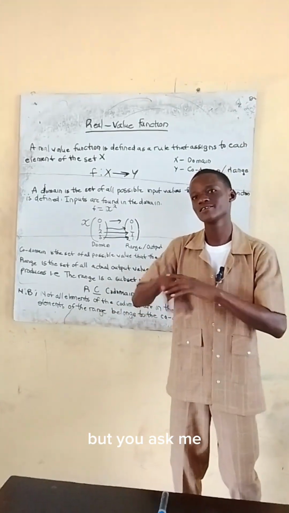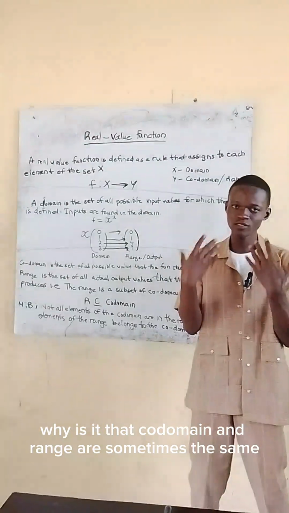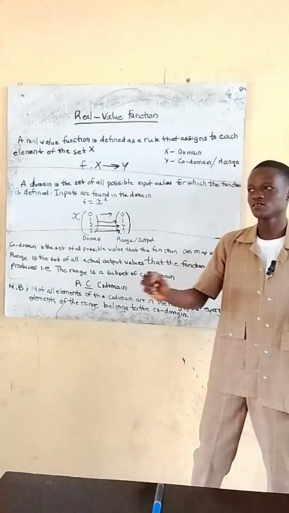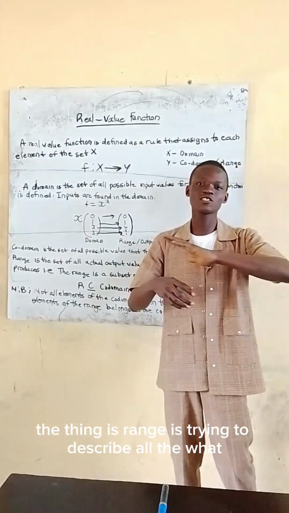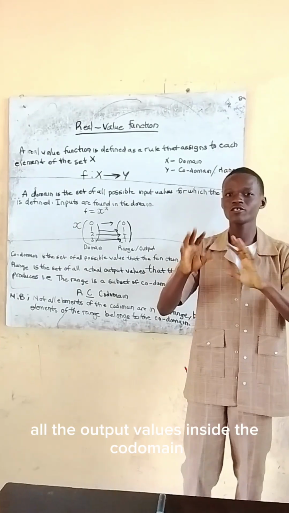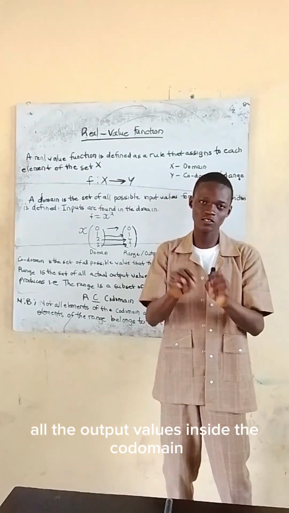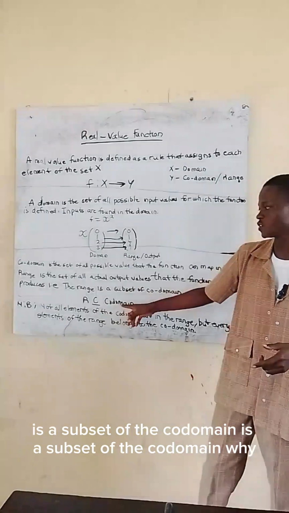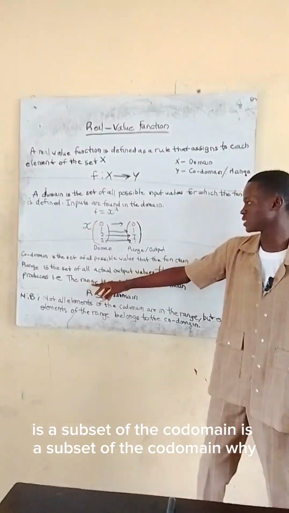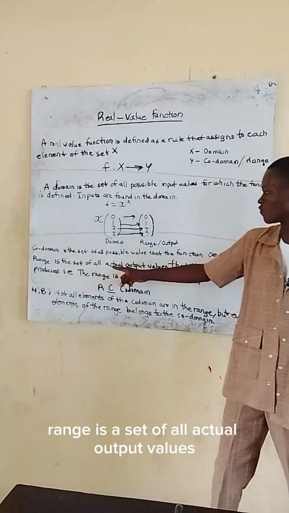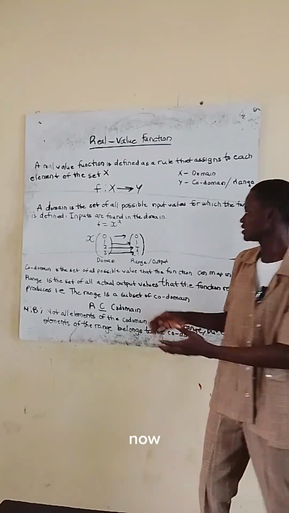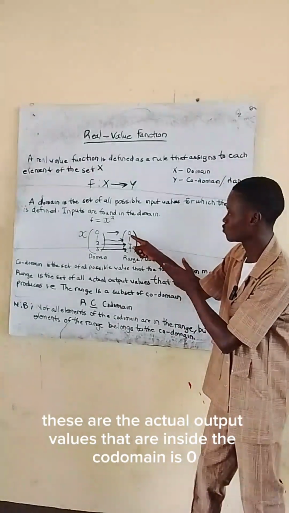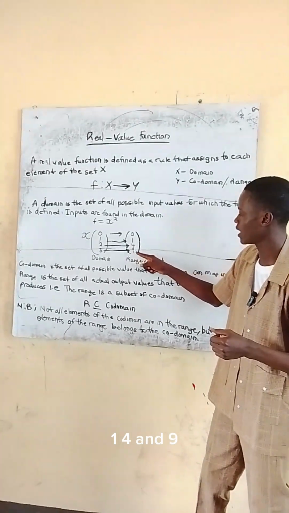But you will ask me, why is it that codomain and range are somehow the same? The thing is, range is trying to describe all the output values inside the codomain. So that means that range is a subset of the codomain. While range is a set of all actual output values. Now these are the actual output values that are inside the codomain: 0, 1, 4, and 9.